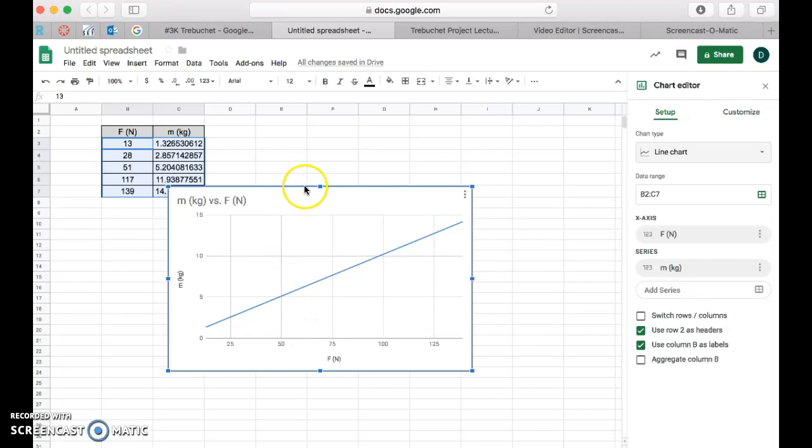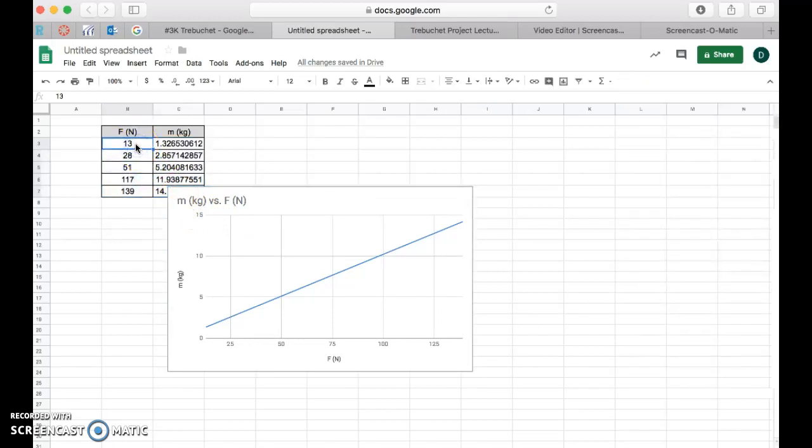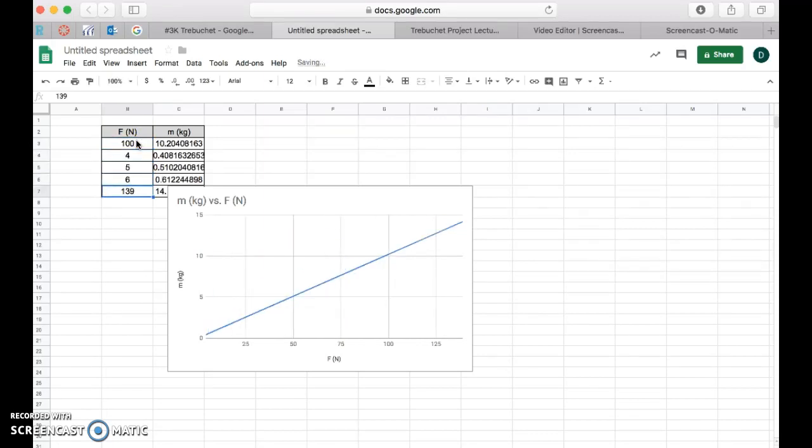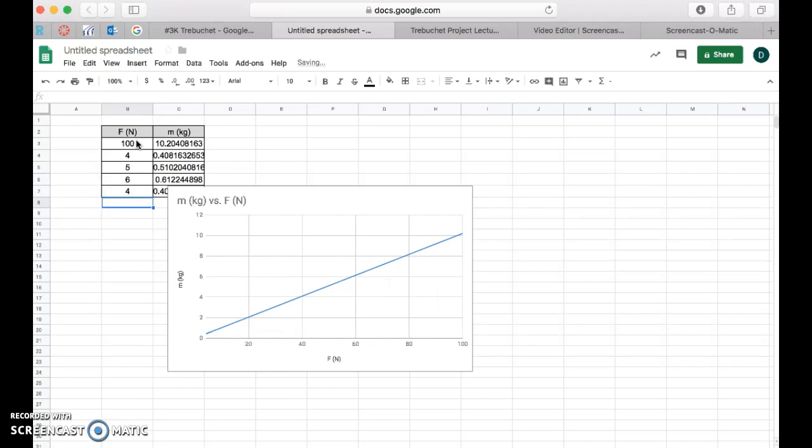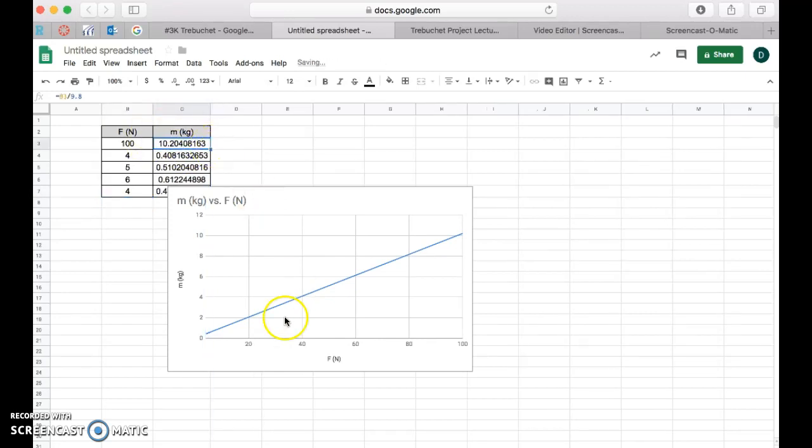What's nice about this too versus doing it by hand, if you want to change a number, let's say, oh man, I didn't mean 13 newtons. Really should have been 15. Boom, the chart updates. Let's say, oh, this should have been 100, and this should have been 4, and this should have been 3, and so on. Notice the whole thing updates. So your mass was recalculated and your graph was redone. So you could reuse this over and over.